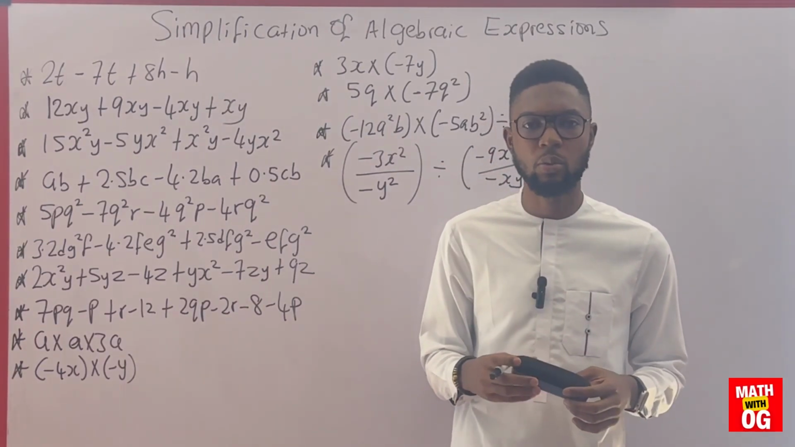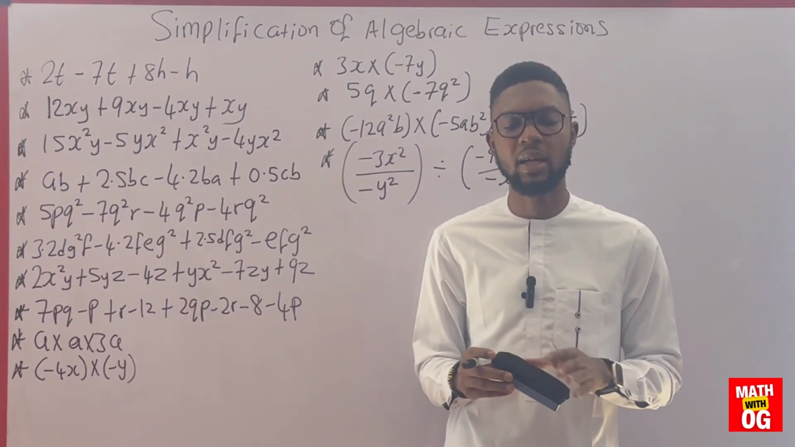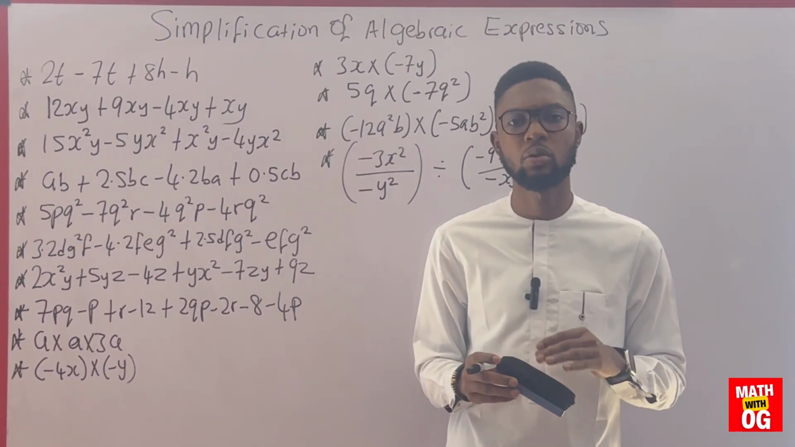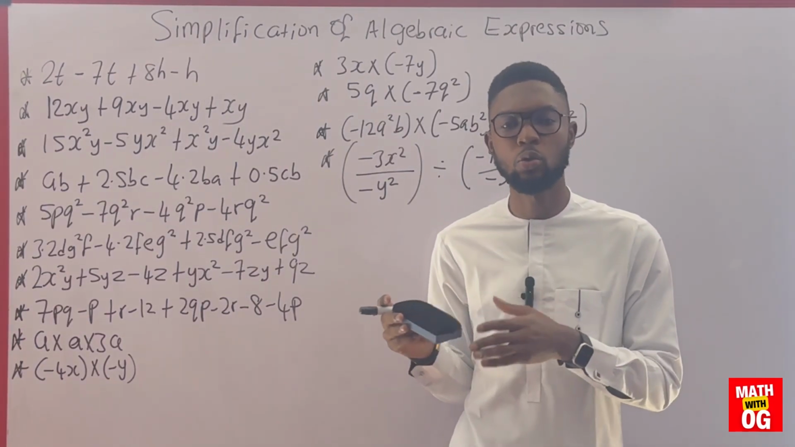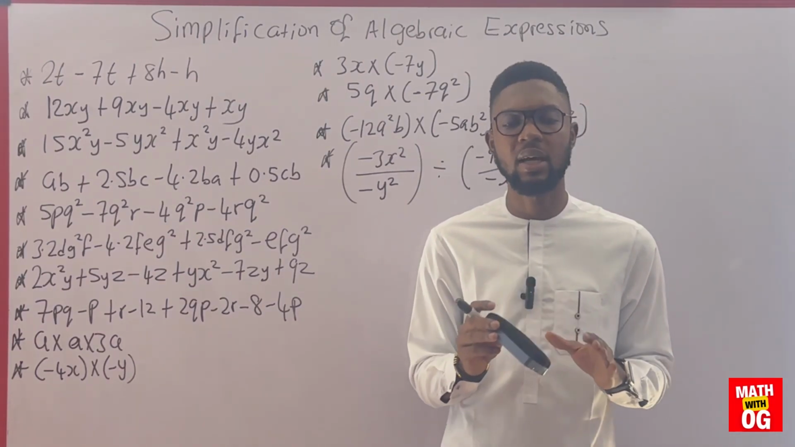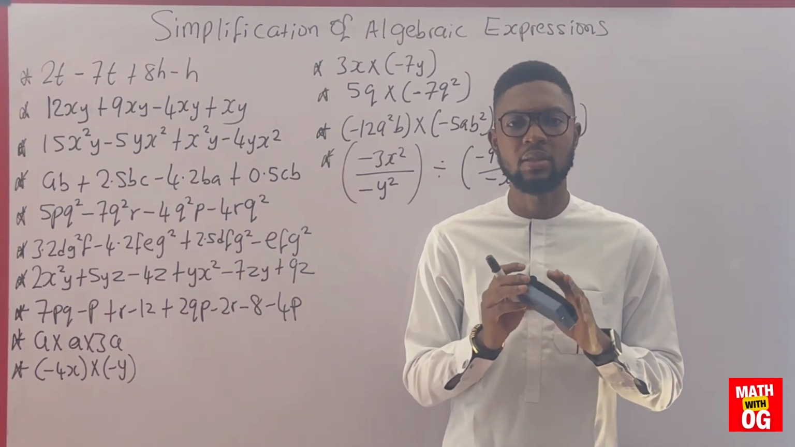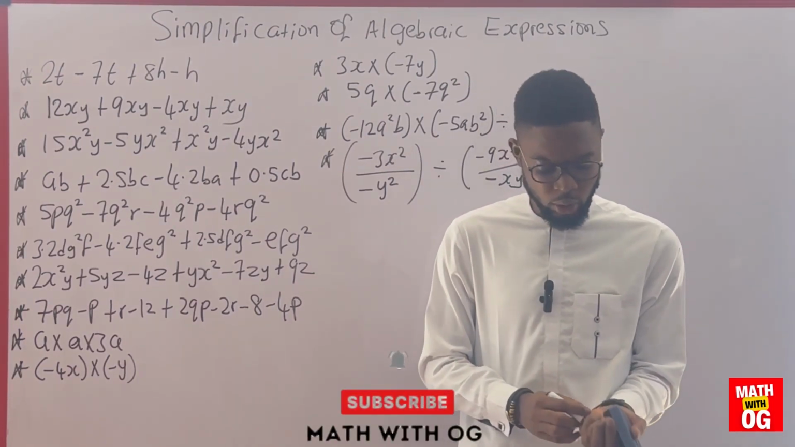Now, for your addition and subtraction, what you should take note is that you simply add like terms. For addition and subtraction, you simply add like terms. And the question is, how do you know when you have like terms? Like terms means they have exactly the same variable, same power. So same variable, same power.